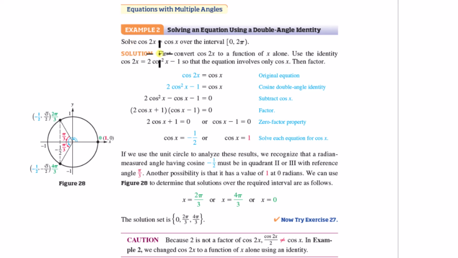So solve cosine of 2x is equal to cosine x over the interval 0 to 2 pi. Well, actually, we're not quite done. It will get a little more complicated.